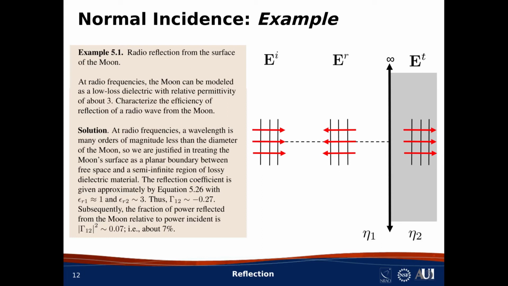Now you might ask what happens to the other 93% of the power. Well, that power ends up inside the moon. And the moon is pretty big, and even though it is not very lossy, there is enough loss that the power eventually gets dissipated. In other words, you don't see the power reappear on the other side of the moon.